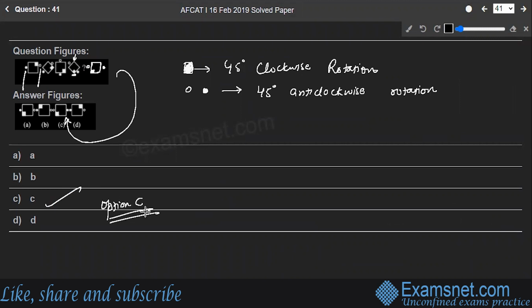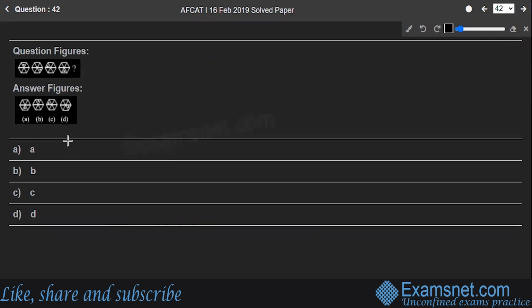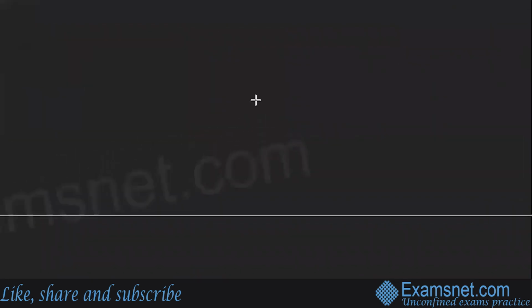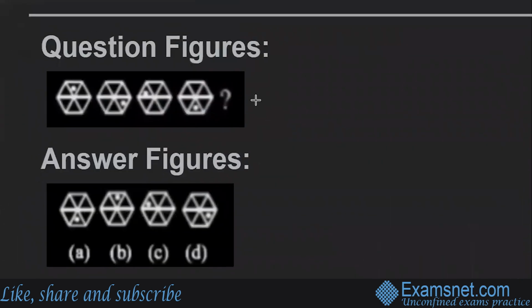Hope you're clear. Next, question number 42. So this is the question figure. You have to find out what will be the answer figure. Let's zoom it. So see, this is a hexagon, right? Six-sided figure. The hexagon is as such, so let's draw the hexagon as such. Next, let's completely draw. So this is the hexagon.